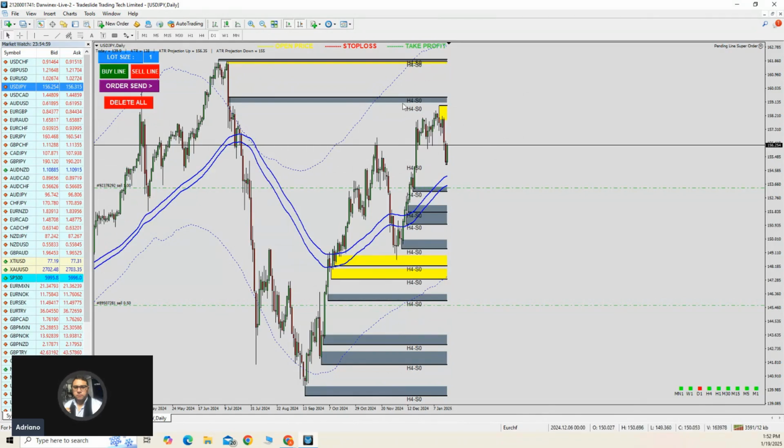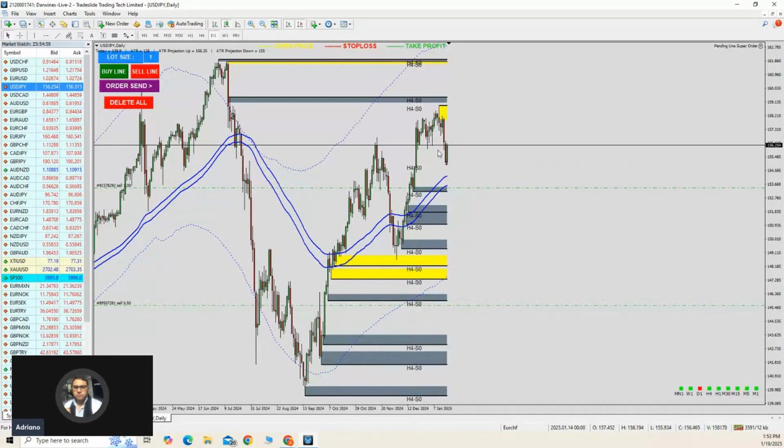USD Japanese yen, as you can see here, the market came inside of this H4 demand zone, and then look how much this market went up, about 900 pips, a little bit more, like 1,000 pips. And then the market came near to the supply zone and dropped again.